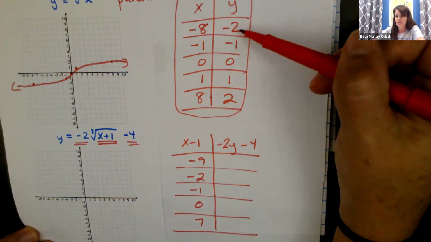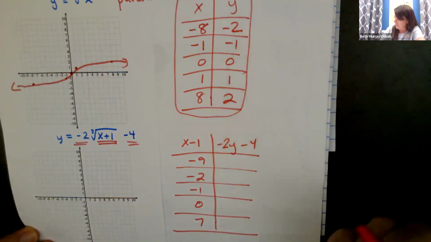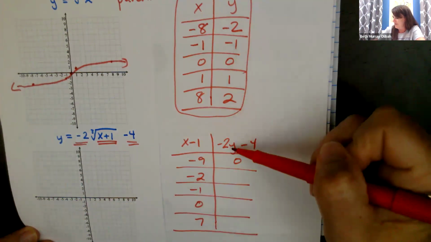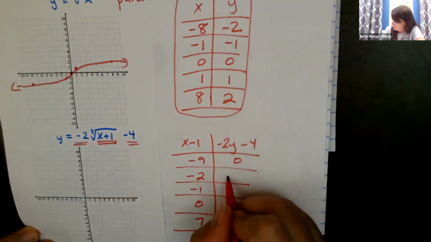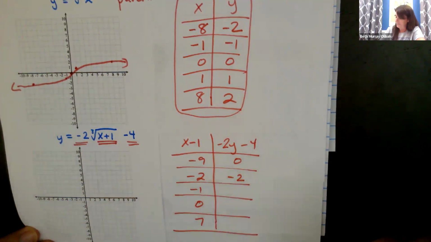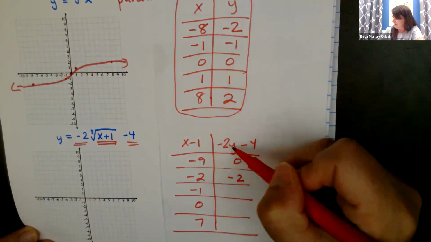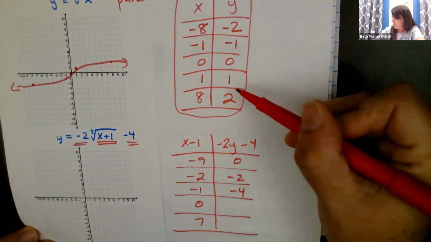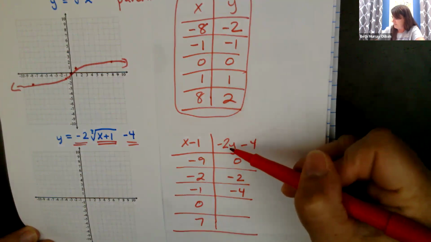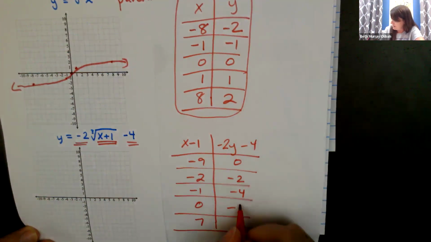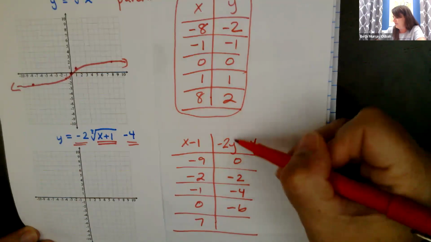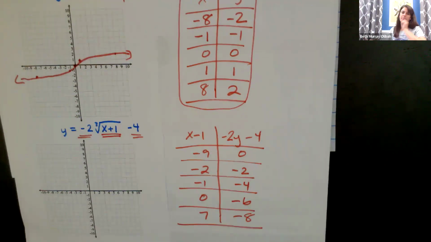So -2 times -2 is 4, minus 4 is 0. -1 times -2 is 2, minus 4. 0 times anything is 0, minus 4. 1 times -2 is -2, minus 4. And plugging in 2, I get -4 minus 4.